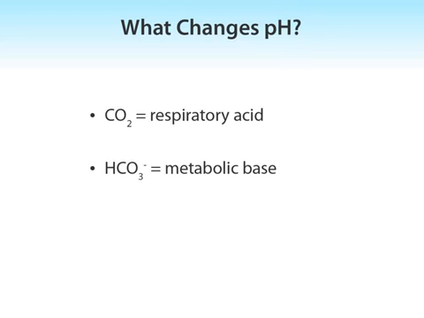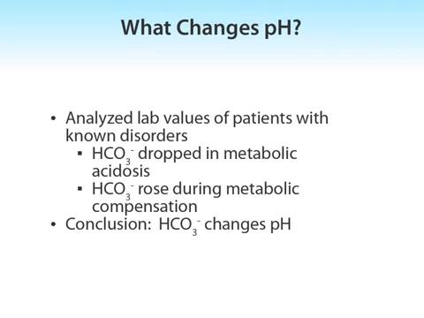In the traditional approach to acid-base analysis, we consider carbon dioxide the respiratory acid, bicarbonate the metabolic base. This understanding dates back to the 1950s, when researchers analyzed laboratory values of patients with known disorders. Among other things, they found that bicarbonate dropped during metabolic acidosis. Bicarbonate rose during metabolic compensation to respiratory acidosis. It follows that our bodies regulate bicarbonate to control pH.